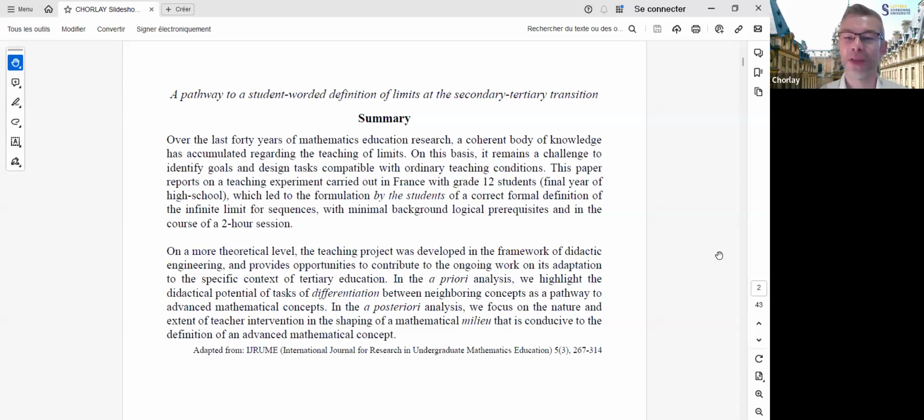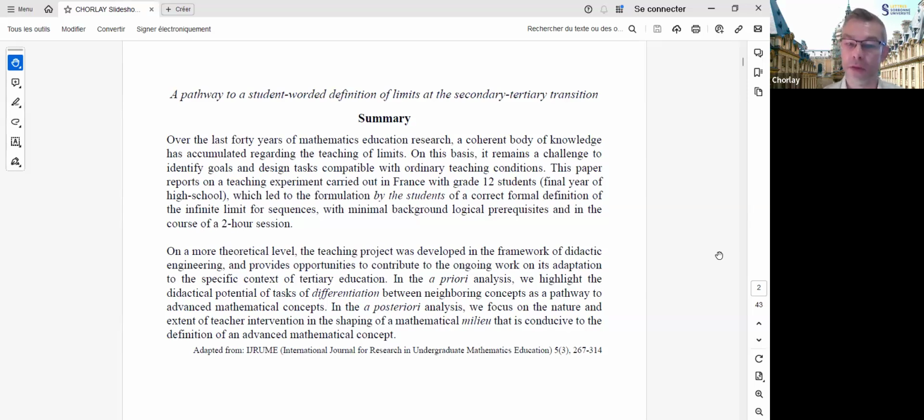So on this basis, it remains a challenge to identify goals and design tasks compatible with ordinary teaching conditions. So we're talking task design here. This paper reports on a teaching experiment carried out in France with grade 12 students, that's the final year of high school in France, which led to the formulation, to some extent, by the students, of a correct formal definition of the infinite limit for sequences with minimal background logical prerequisites and in the course of a 2-hour session.